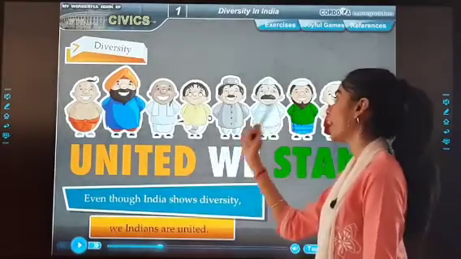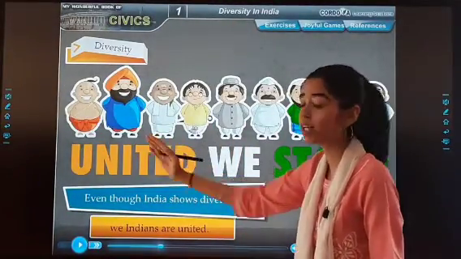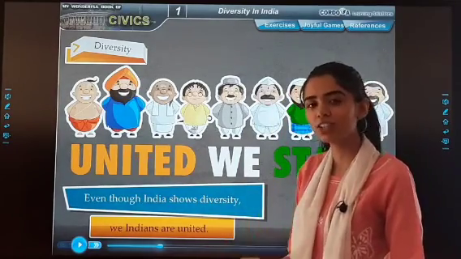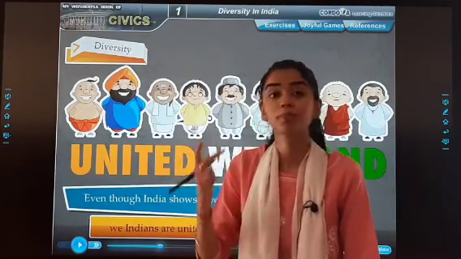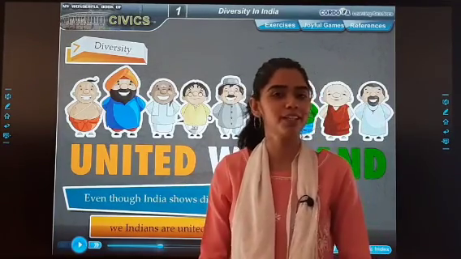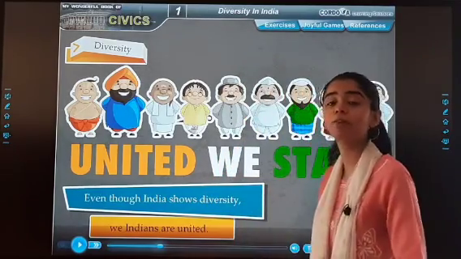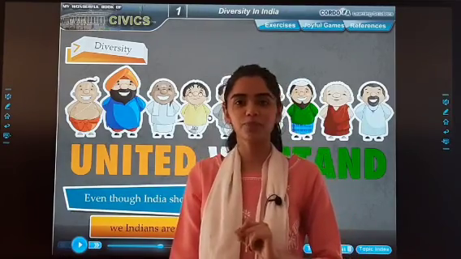You can see everyone has a different kind of outfit. Some wear turbans, some wear hats. So we are different in our culture. We are different in the festivals that we celebrate. Even the languages that we speak, वो सब different है. But still, we believe that we should stand united and help each other.